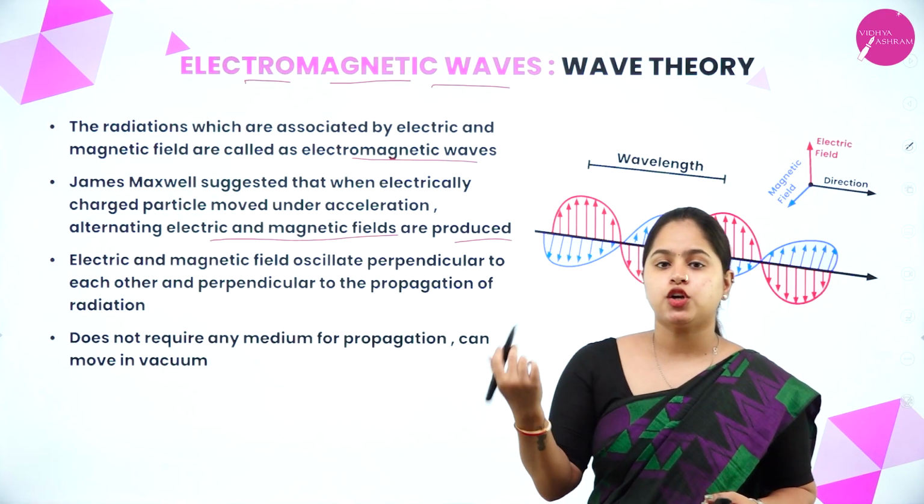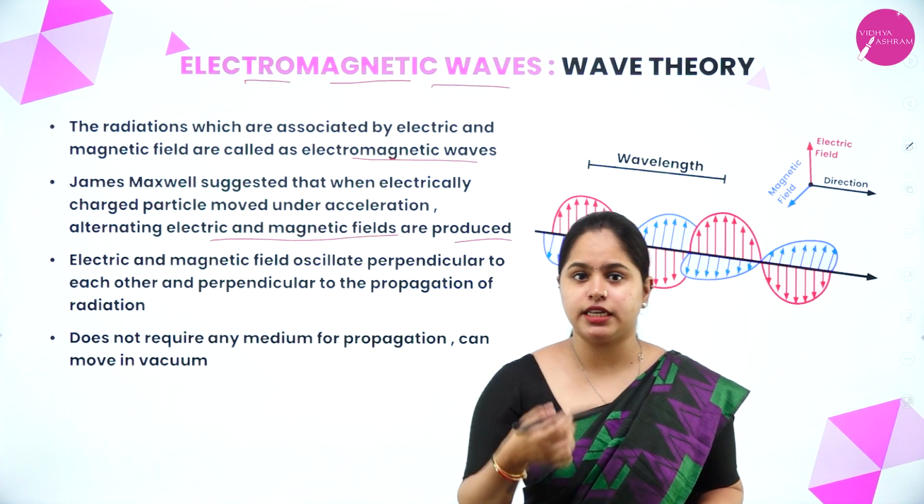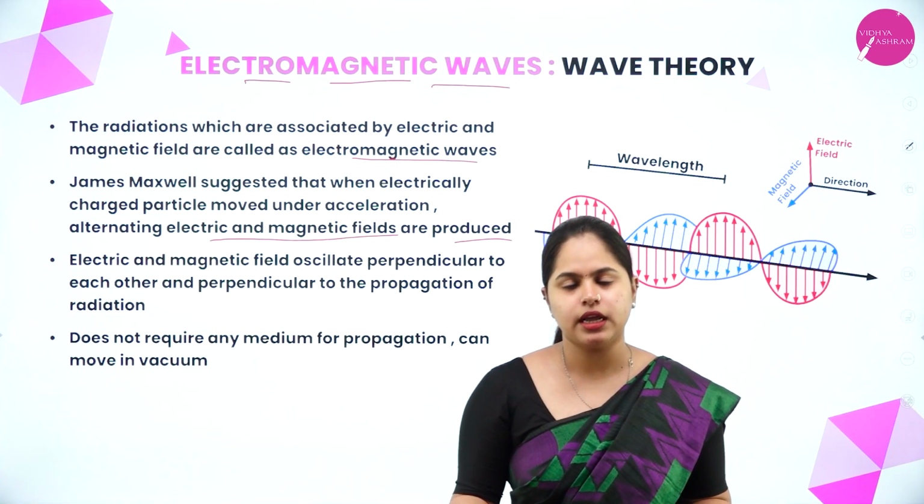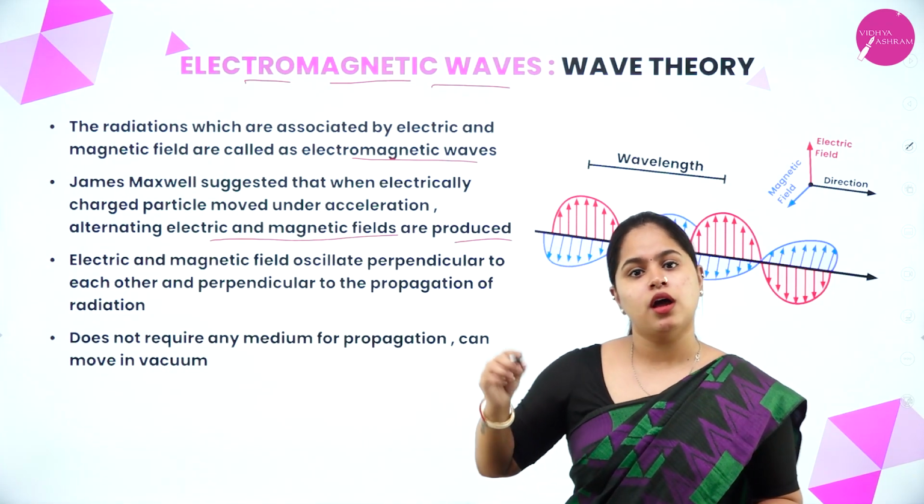Because the electrons, if it is continuously emitting radiations, it is actually supposed to fall inside the nucleus, but it is not happening, right? In that case also we discussed about Maxwell's theory.